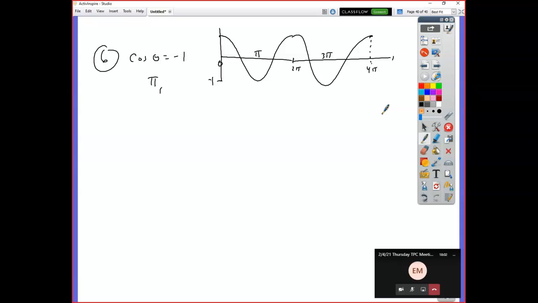No, I'm here. Uh-huh. At pi and 3 pi. Okay, where else would it be true? 5 pi? All right. Could I go this way? Yes. What would it be over there? Negative pi? Negative pi. Okay, so now I got to write theta equals.